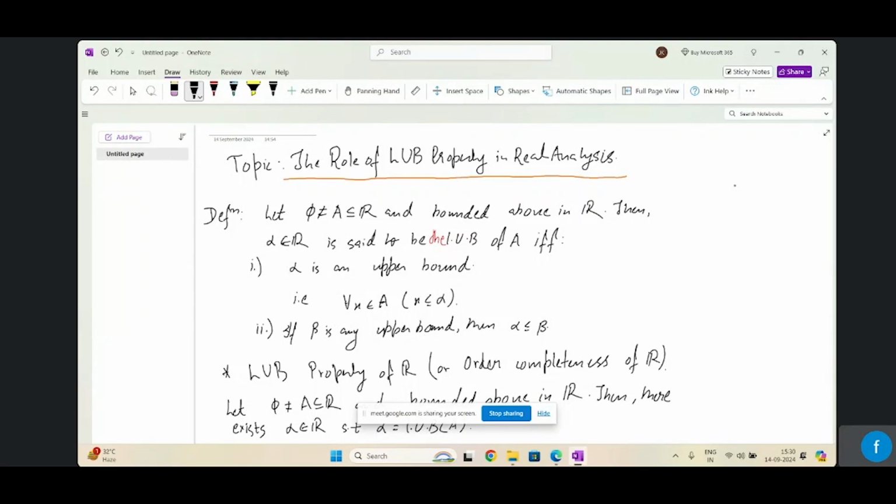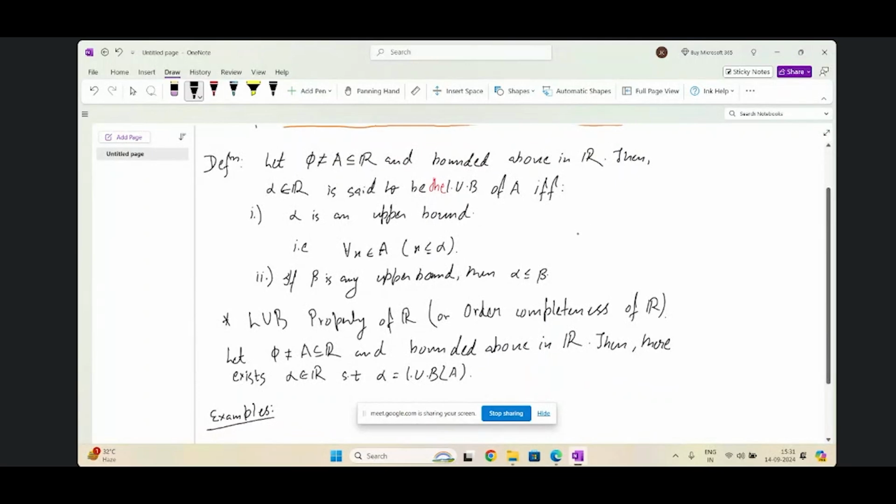So basically, it says that all the major results in real analysis that we use either directly or indirectly depend on the LUB property. So in today's talk, I want to show one proof and also discuss some examples in which the LUB property enters. I also want to prove one theorem in continuity. I hope you enjoy today's session with me. So let us start my talk.